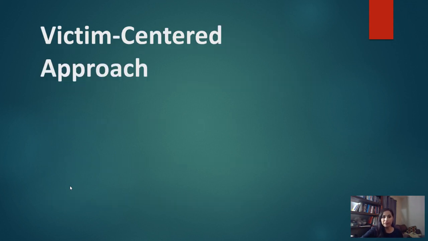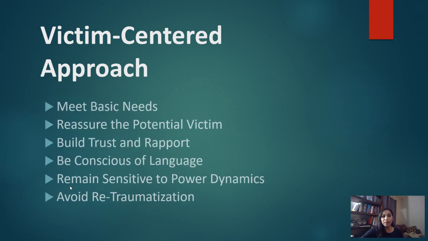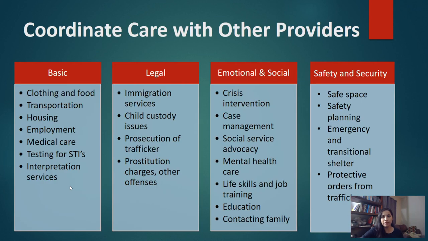We should be taking a victim-centered approach. In other words, we are here to meet their basic needs. We want to reassure the potential victim that we are here to help. We want to build trust and rapport with the victim. We want to be conscious of our language, remain sensitive to power dynamics, and avoid re-traumatization. We also may need to coordinate with other providers for basic needs, legal needs, emotional and social support, and safety and security.